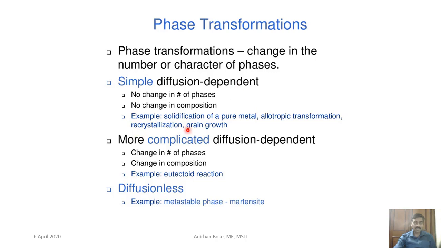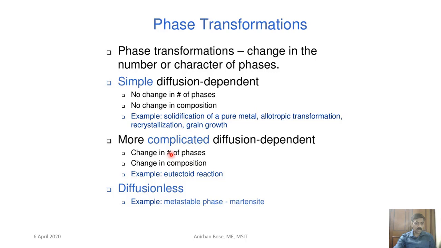Some of the other phase transformations of these kinds are like recrystallization, grain growth. We'll see these also in the second part of the phase transformation. Now a bit complicated diffusion dependent phase transformation also happens where one phase will convert into 2 other phases. So in that case there is a change in the number of phases, of course, like in eutectoid or eutectic reactions, you know that one phase, maybe the liquid phase, is converted into 2 solid phases in eutectic, or one solid phase is converted into two other solid phases in case of eutectoid.